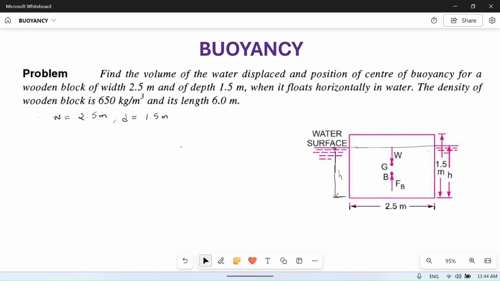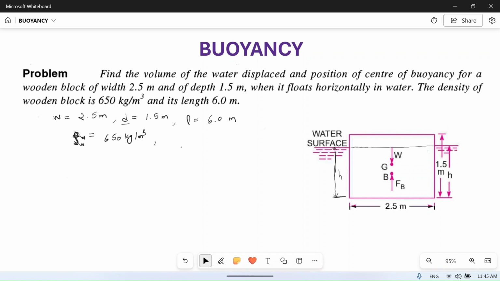Okay, then the density of the wooden block is 650. We can call it rho, because d is already used for depth here. So rho of the wooden block is equal to 650 kg per meter cube, and the length of the block, which is not visible in the diagram, is L equal to 6.0 meter.